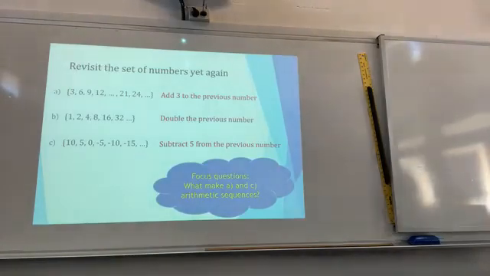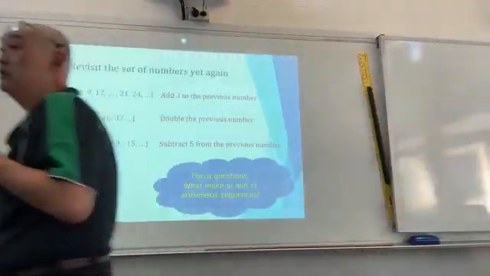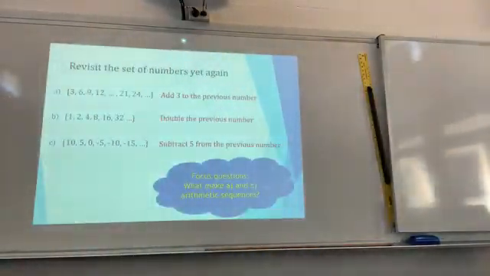Now, let's have a look at this. Just a quick memory jogger. For A and C, A is add 3 to the previous number. C is subtract 5 from the previous number. Whereas B is slightly different, doubling the previous number. Now the focus question here is, what makes A and C arithmetic sequences? Why are A and C arithmetic sequences, whereas B is not?